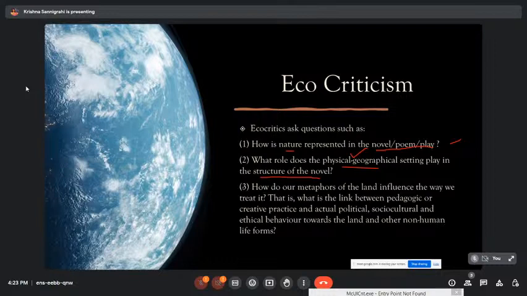And then, how do our metaphors of the land influence the way we treat it? That is, what is the link between pedagogic or creative practice and actual political, socio-cultural, and ethical behavior towards the land and other non-human life forms? So they are actually standing up for the political, socio-cultural, and ethical behavior towards land, number one, and the other non-human life forms. So how are they represented? What kind of strategies have been taken up?